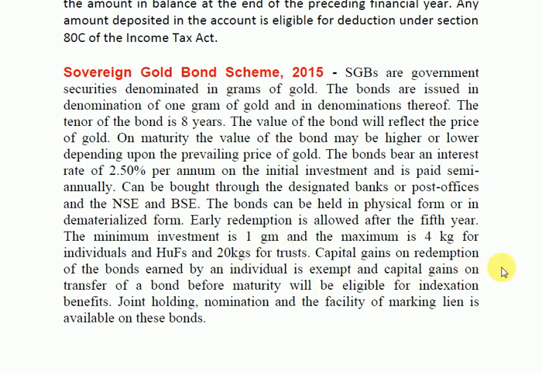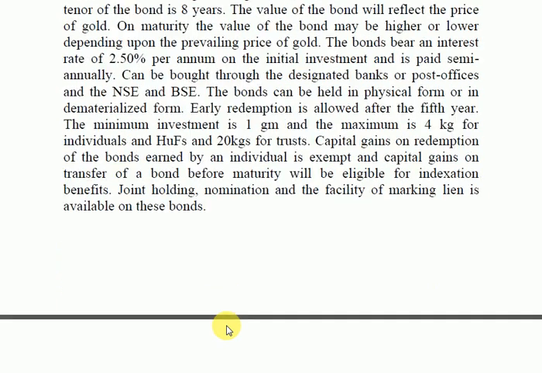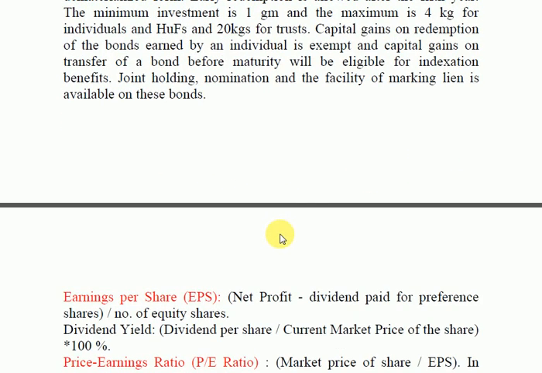Capital gains on redemption of the bonds earned by an individual is exempt, and capital gains on transfer of a bond before maturity will be eligible for indexation benefits. Joint holding, nomination and the facility of marking lien is available on these bonds.